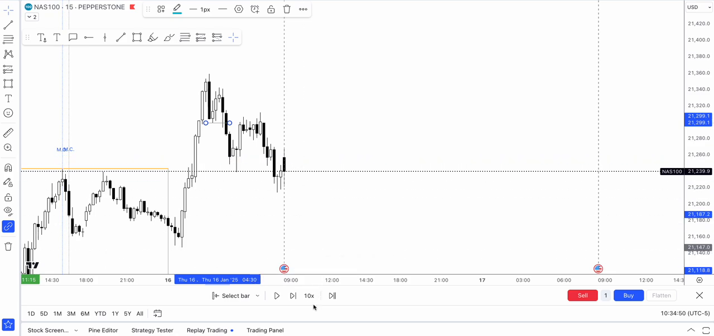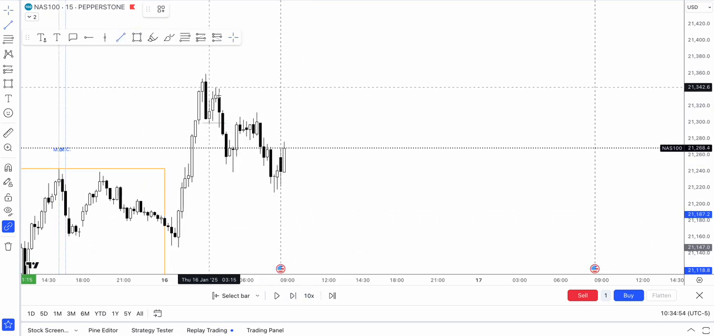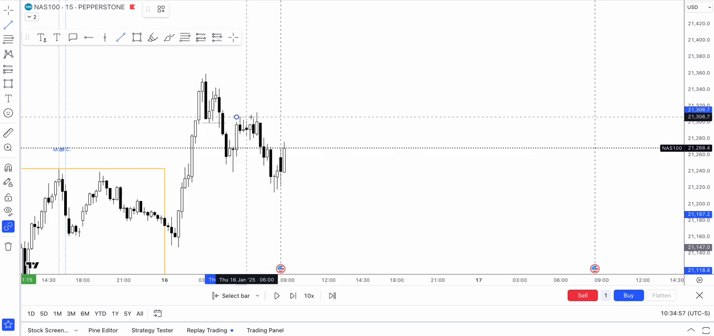Get to 8:30 news. See more liquidity being swept here. It's one piece of buy side liquidity swept, but we're only looking for buys because it's in an uptrend now in my eyes.